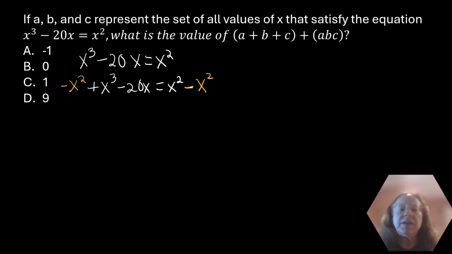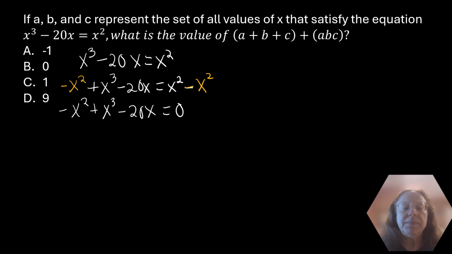So the first thing we want to do is notice that A, B, and C is going to represent the values of x that satisfy this equation. That means we're going to need to factor and find three values of x that satisfy that equation. So to factor, let's set this equal to 0 by subtracting x squared from both sides. We get minus x squared plus x cubed minus 20x equal to 0.